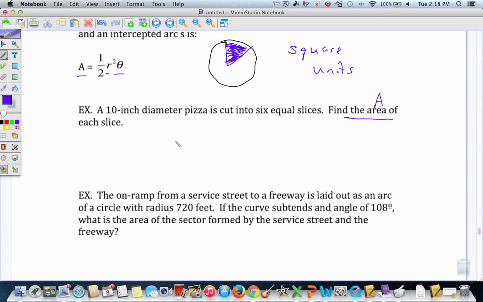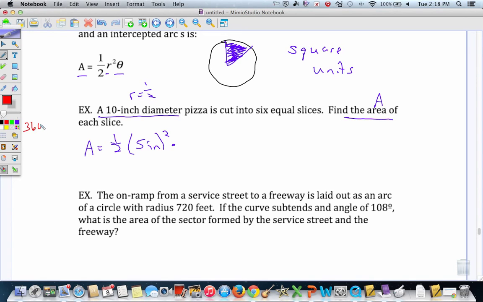Jumping right into that, a 10-inch diameter pizza is cut in 6 equal slices. Find the area of each slice. So right there, that tells us what we're trying to find. That way we can differentiate between the formulas. If we have our 10-inch diameter, then we know that our radius is half of that, and we can use that information to find our area. So area equals 1/2. If our diameter is 10 inches, then our radius is 5 inches.